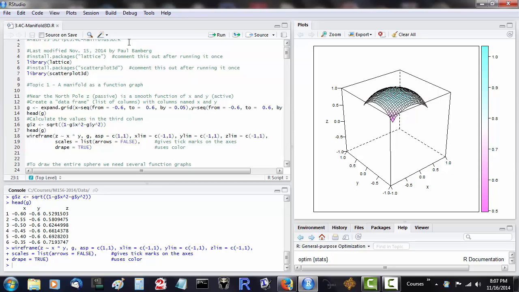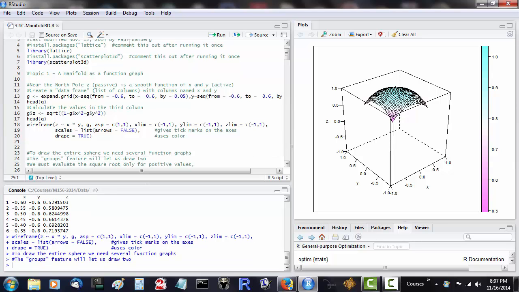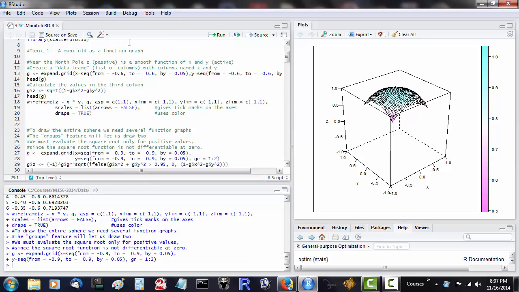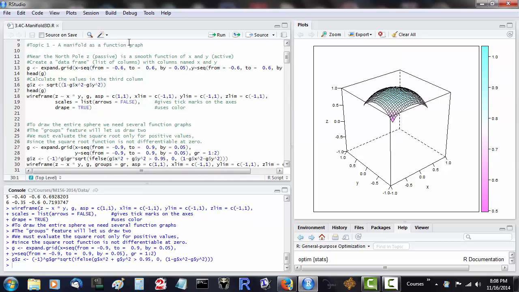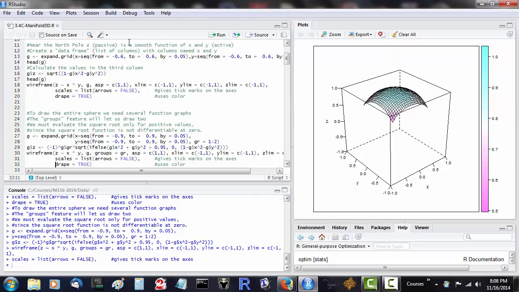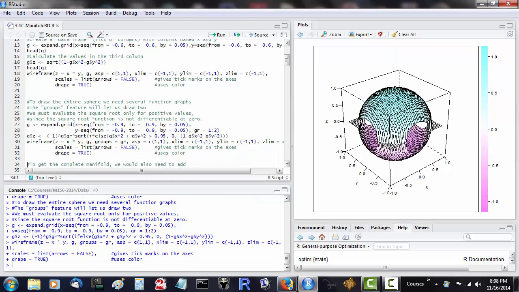Now, to draw the entire sphere, we're going to need lots of function graphs, and I've only figured out how to draw 2 of them at a time using wireframe. I can do that by setting up 2 groups. That's gr equals 1:2. And now what I have done is to set up one group where I take the positive square root to get z, another where I take the negative root to get z, and now I've managed to draw the bottom of the sphere. I'm still not done, though.